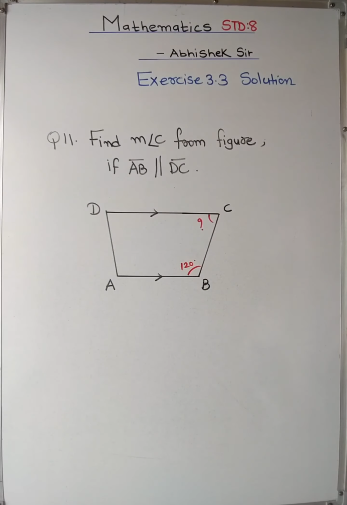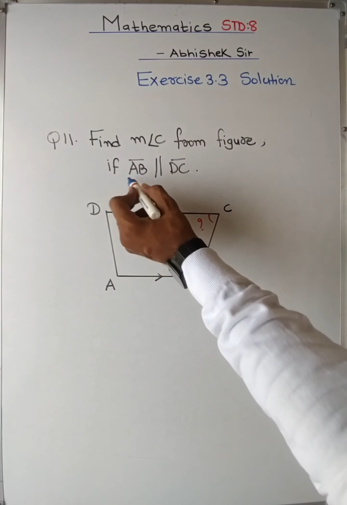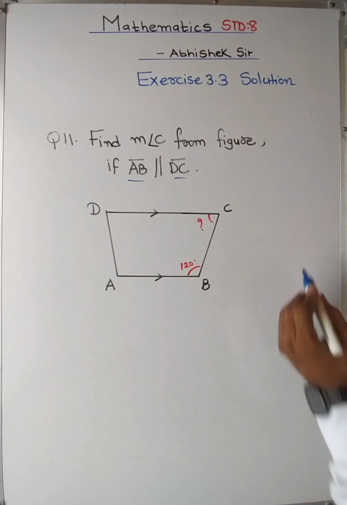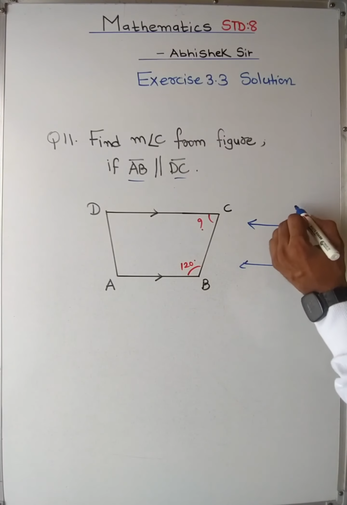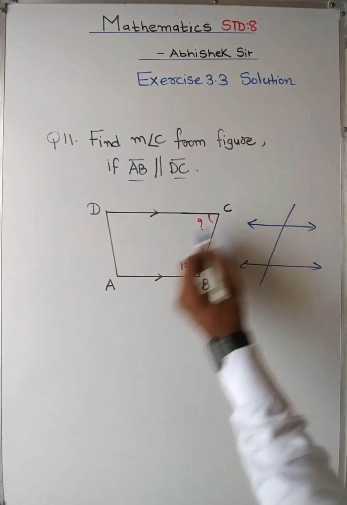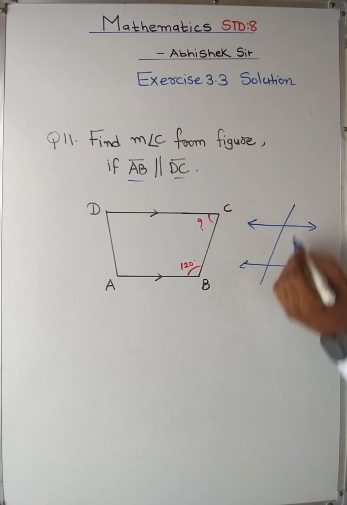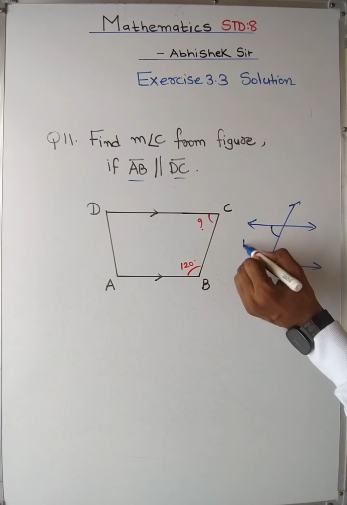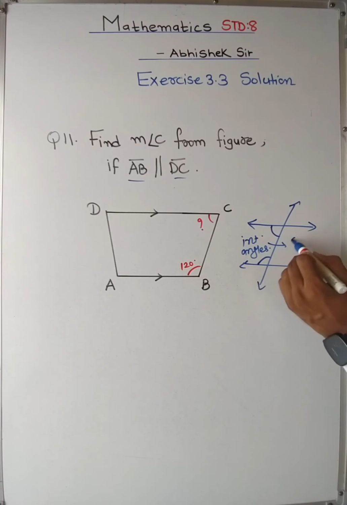Moving on to the next question, that is question number 11. Find the measure of angle C from the figure if AB is parallel to CD or DC. Now again we have to use the concept of parallel lines and transversal. Here you can see two parallel lines and one transversal. Clear? So if there are two parallel lines and one transversal, these two are the interior angles, and we know that interior angles are supplementary.